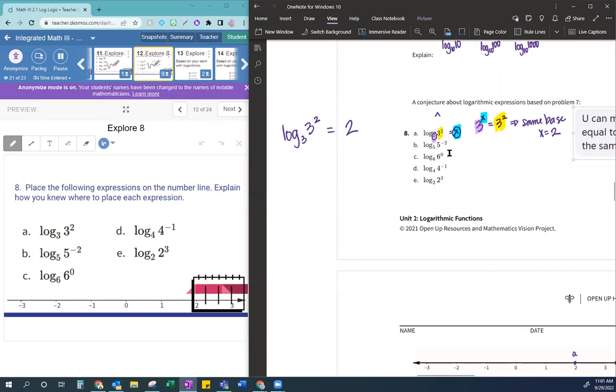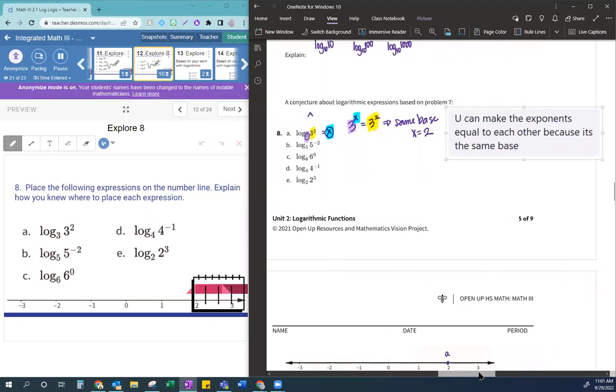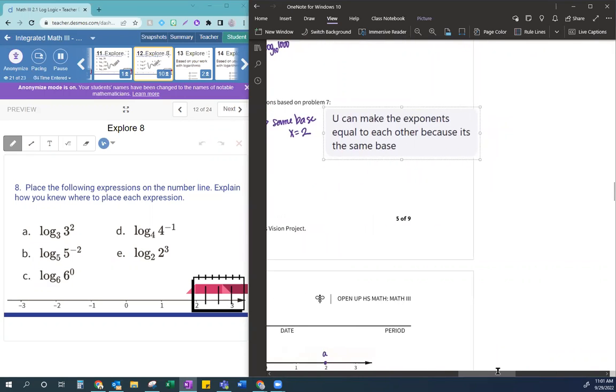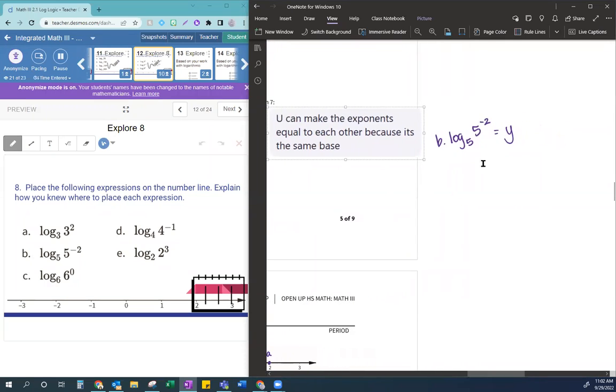I'm going to do one more of these. So first, rewrite this using exponents. Sorry, I'm going to write it over here. So this is part B, log base 5 of 5 to the negative 2. Can you please rewrite this using exponentials?